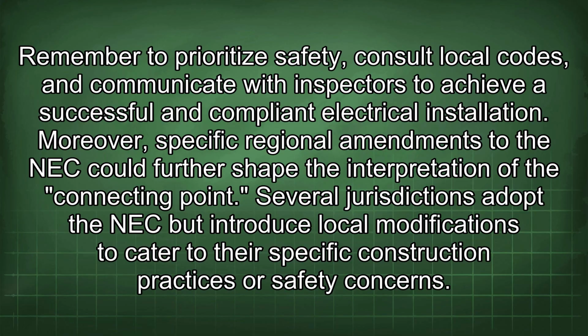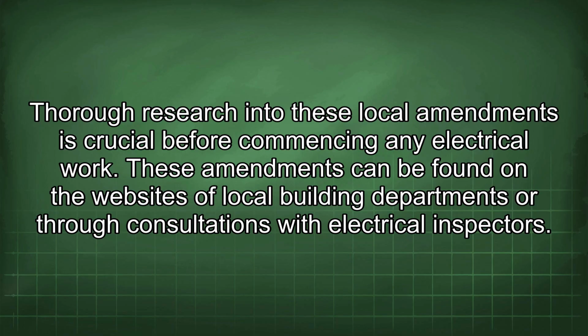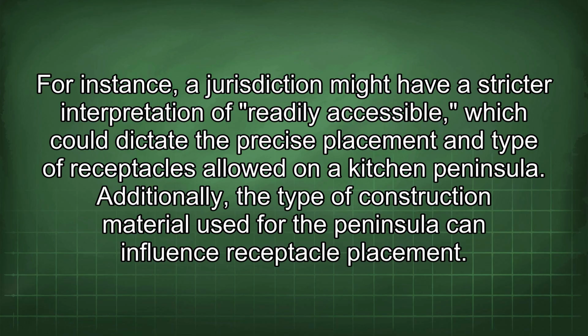Moreover, specific regional amendments to the NEC could further shape the interpretation of the connecting point. Several jurisdictions adopt the NEC but introduce local modifications to cater to their specific construction practices or safety concerns. Thorough research into these local amendments is crucial before commencing any electrical work. These amendments can be found on the websites of local building departments or through consultations with electrical inspectors. For instance, a jurisdiction might have a stricter interpretation of readily accessible, which could dictate the precise placement and type of receptacles allowed on a kitchen peninsula.